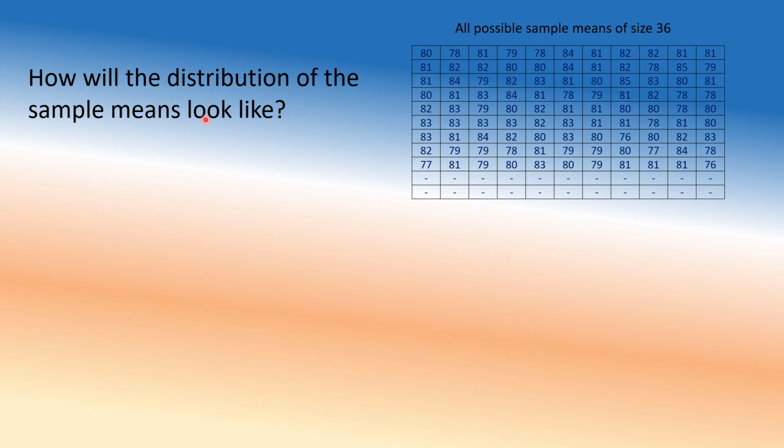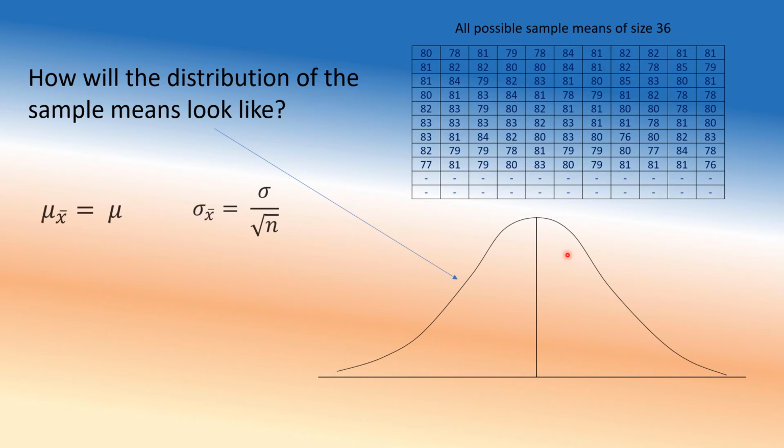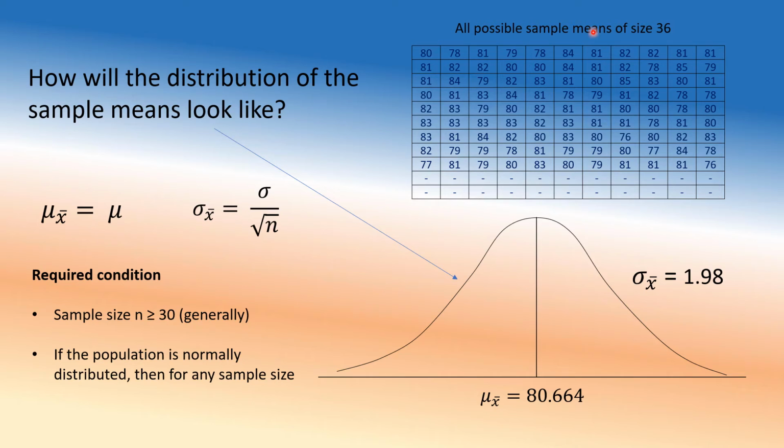How will the distribution look? If I make a histogram of all of these sample means, how will that look? The answer is a normal distribution. This normal distribution will have a mean of mu, the population mean, and sigma x bar as the standard deviation. So here's the mean, and here's the standard deviation of this normal distribution, 1.98. And that's the central limit theorem.